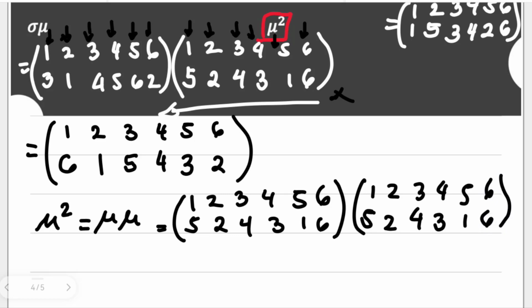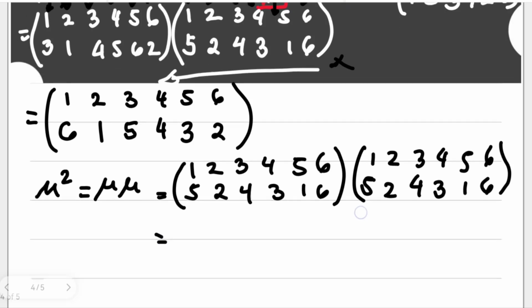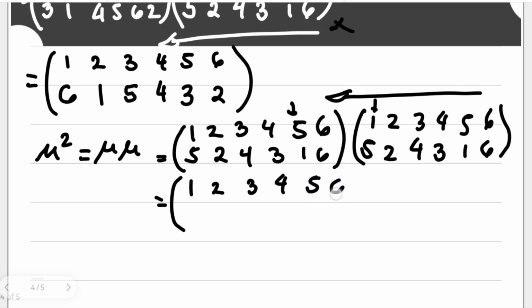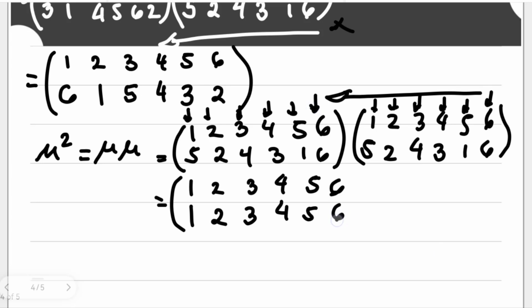The mapping is again from right to left. 1 maps to 5, 5 maps to 1. So 1 maps to 1. 2 maps to 2, 2 maps to 2. 3 maps to 4, 4 maps to 3. 4 maps to 3, 3 maps to 4. 5 maps to 1, 1 maps to 5. 6 maps to 6, 6 maps to 6.